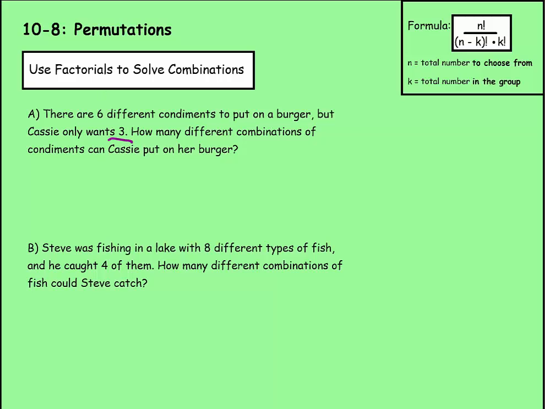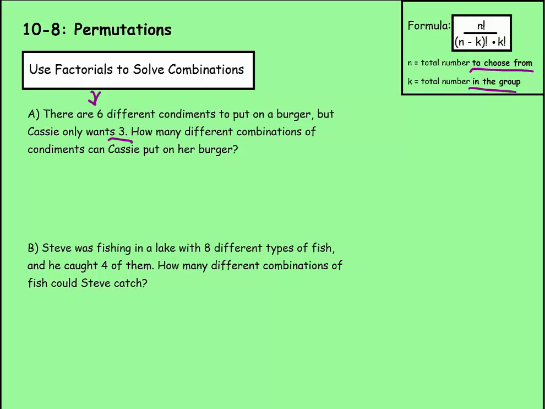Well, we actually have a formula that we could use to solve this. The factorial of n over the factorial of n minus k, so the difference of n and k, times the factorial of k. Well, what are n and k? Well, n is the total number to choose from. K is the total number in the group that you're making. So Cassie, for example, can choose from 6 different condiments, and she wants 3 in the group.